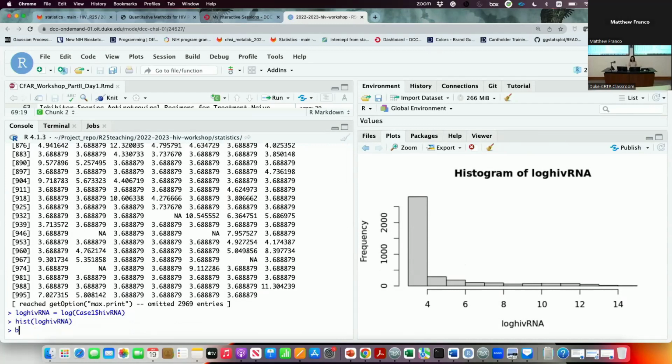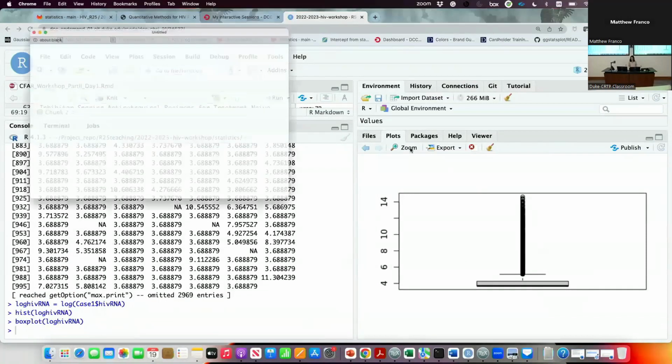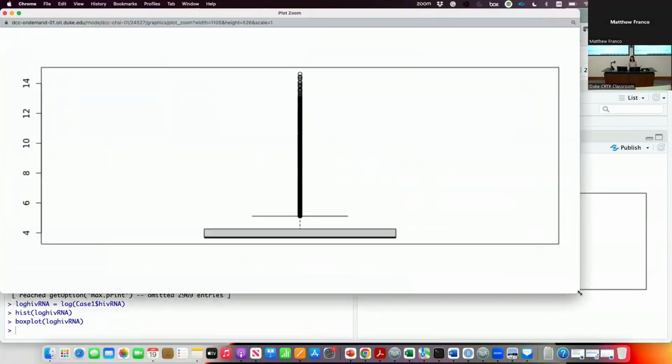And you can also do the box plot of the log HIV RNA. So this gives you the box plot. Obviously, you see that in this box plot, you can also zoom it. The box plot actually suggests that even with the log transformation, it's still heavy-tailed, but it's much better than if I don't do the log transformation.